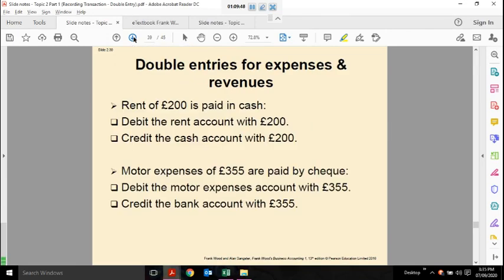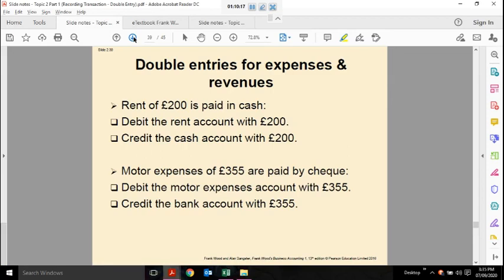Okay, now double entries for expenses and revenue. Rent of 200 is paid in cash. Okay, so rent. Bear in mind, if they don't mention rent, because for rental we have income and expenses, if they don't mention anything, you should assume that rent is your expense. There are also cases whereby rent can be rental income. In that case you should record it as your revenue.